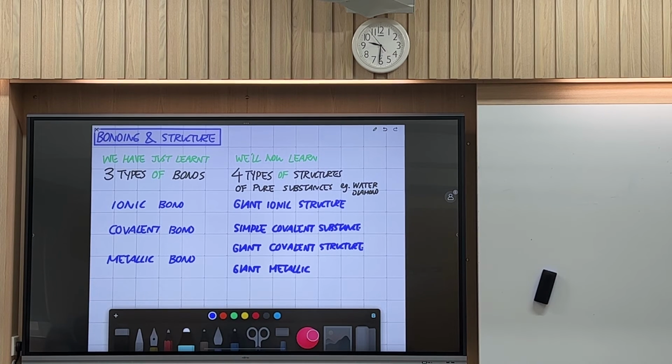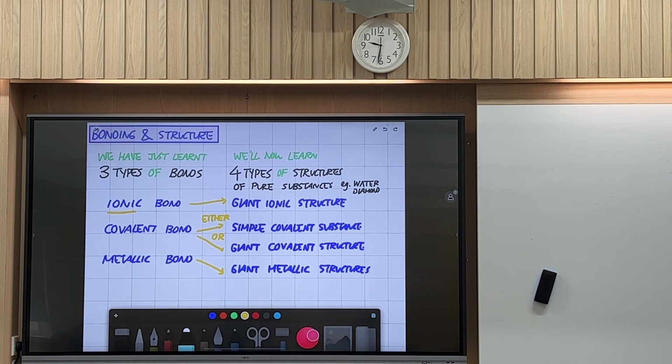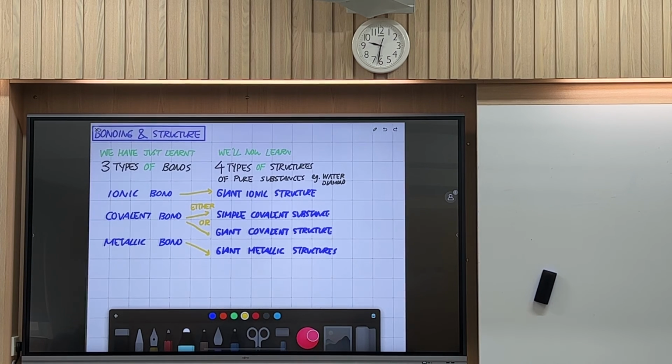So how are the bonds related to these structures? First, I need to tie these together. Ionic bonds form the giant ionic structure. Covalent bonds can form either the simple covalent substance or the giant covalent structure. Metallic bonds form the giant metallic structure. Makes sense, right? You would not tie an ionic bond to a giant metallic structure. They don't even sound alike. So ionic has to be related to something ionic, covalent to something covalent, and metallic to metallic.